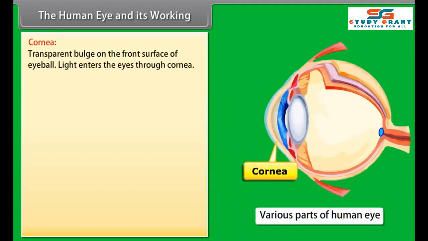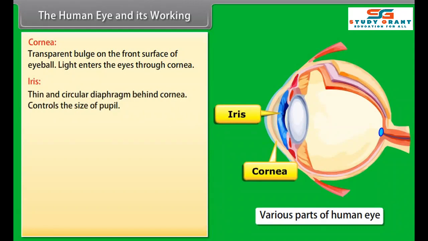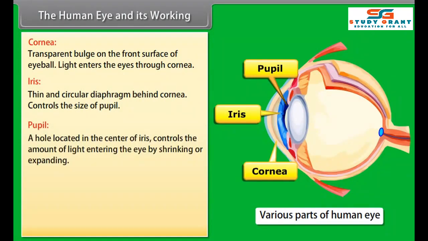It is the transparent bulge on the front surface of the eyeball. Light enters the eyes through the cornea. Iris. It is a thin and circular diaphragm behind the cornea which controls the size of the pupil. Pupil. It is a hole in the center of the iris that appears black and controls the amount of light entering the eyes by shrinking or expanding.